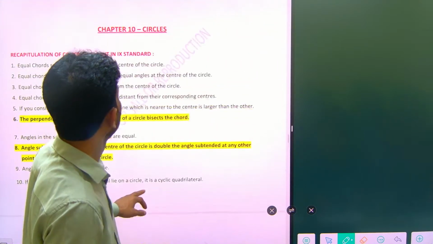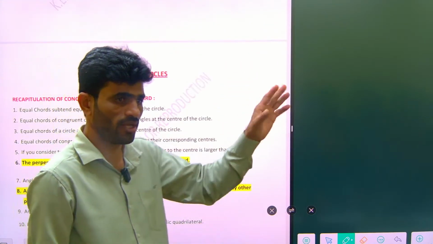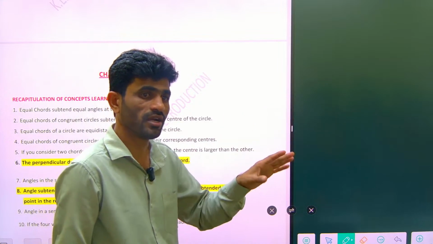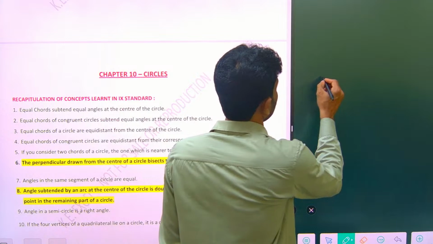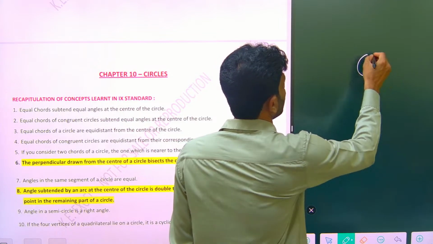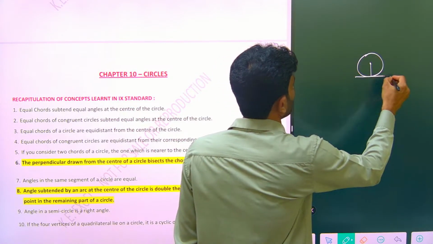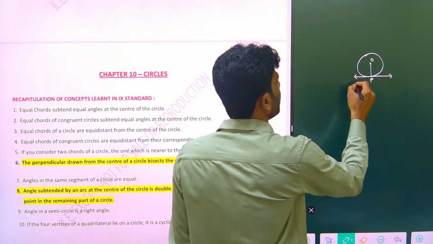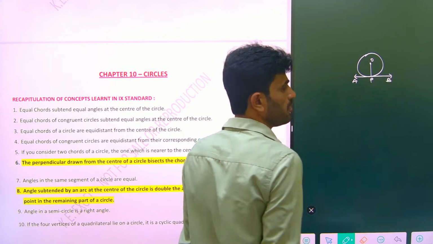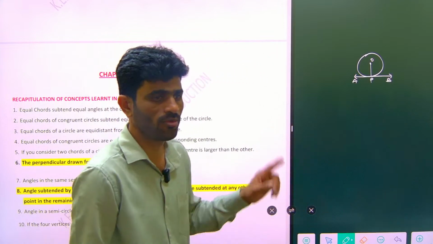Circles, main important concept. I told you the formulas in that video, but now you need to know their proofs also. First important thing I said: the tangent is perpendicular to the radius. That proof you have to know, and that formula also you have to know.